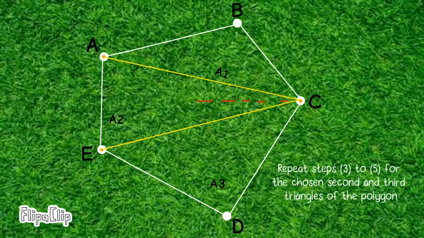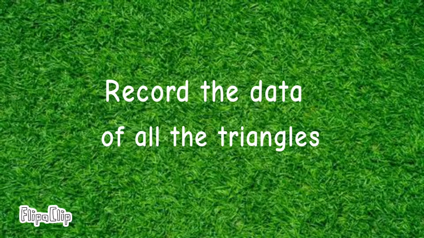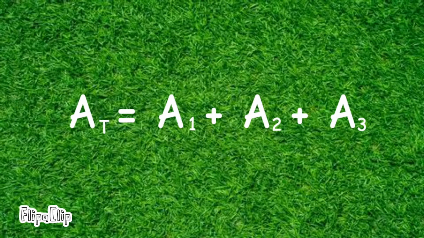Repeat steps 3 to 5 for the chosen second and third triangles of the polygon. Record the data of all the triangles, and to determine the whole area of the polygon, take the summation of areas of A1, A2, and A3.